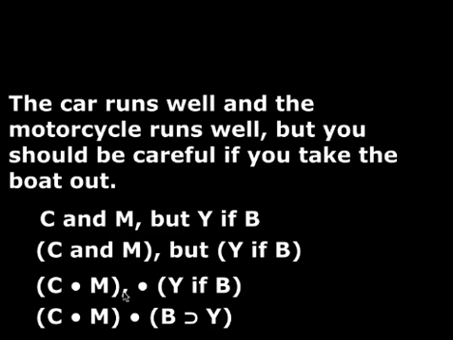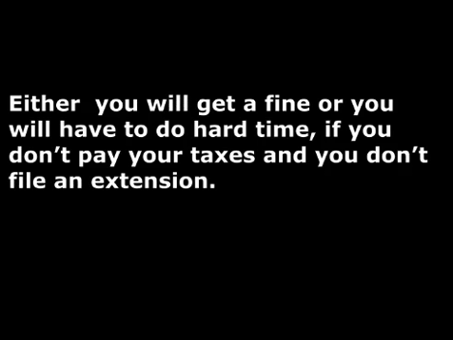And at this point, I don't need the comma anymore. So this is the final translation, C and M and B horseshoe Y. Okay. And so this is what you would write down as the translation of that statement. All right, next up.